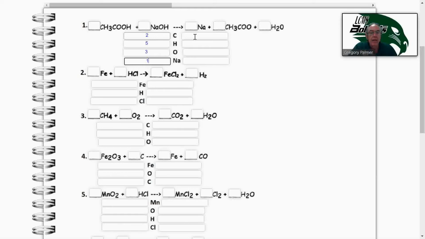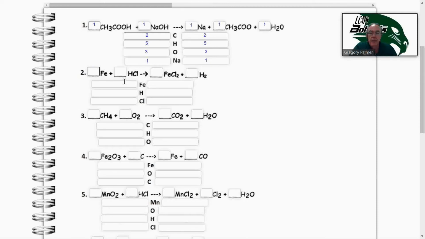Okay. On the product side, there's 1, 2 carbons, and then there's 3, 4, 5 hydrogens. And then there's 1, 2, 3 oxygens, and then there's 1 sodium. So we check 2, 2, 5, 5, 3, 3, 1, 1. This looks like it's balanced. So we're going to put the 1 coefficients in each of the boxes, and then we'll work on this one.